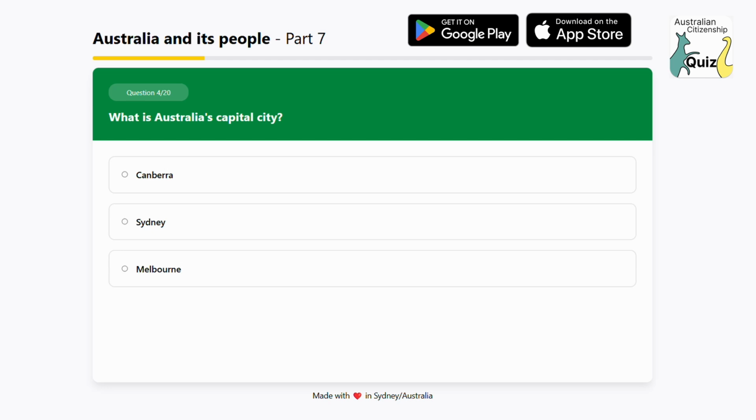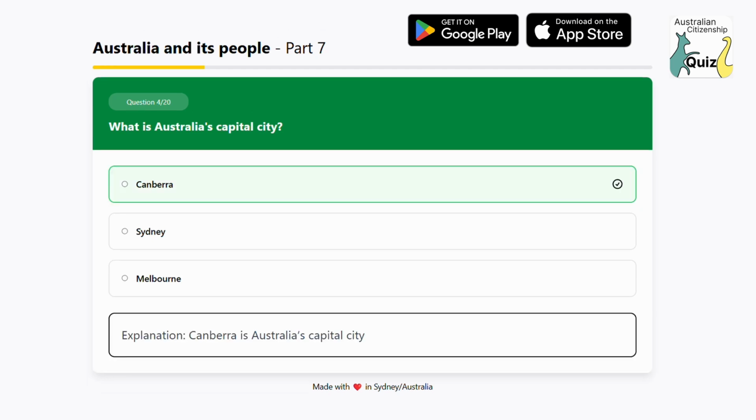What is Australia's capital city? Option 1, Canberra. Option 2, Sydney. Option 3, Melbourne. The answer is Canberra. Explanation: Canberra is Australia's capital city.